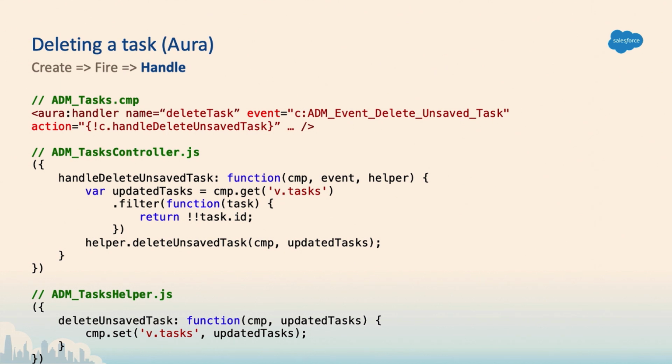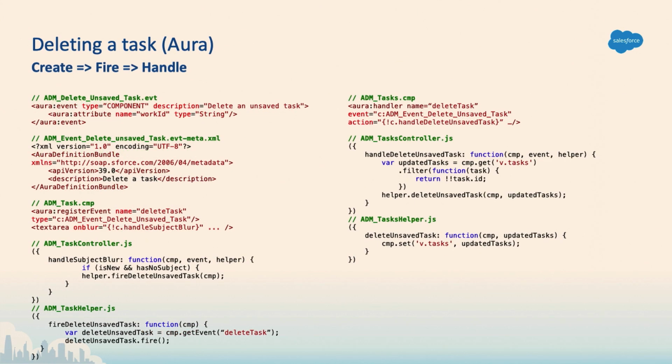We're going to find any task that does not have an ID, since the fact that it doesn't have an ID means that we know it was a new task. It was never saved to the server. And then we'll just have our helper set our tasks equal to the value of those updated tasks. So this is all of the code that was required to do that relatively simple thing in Aura.